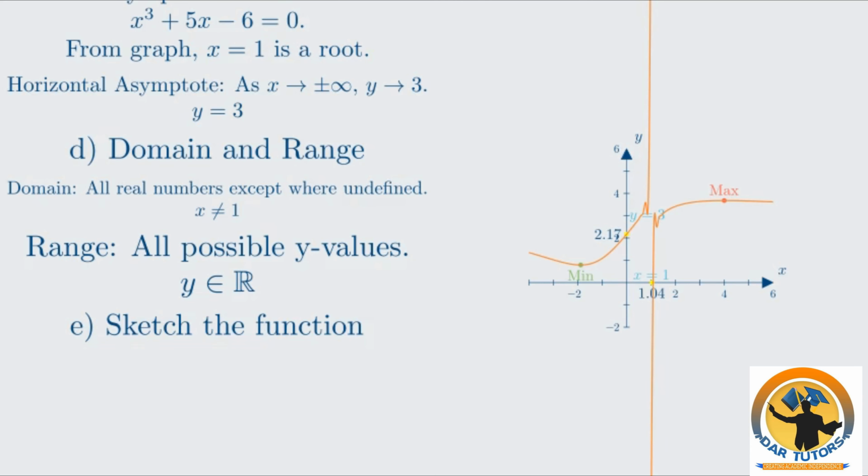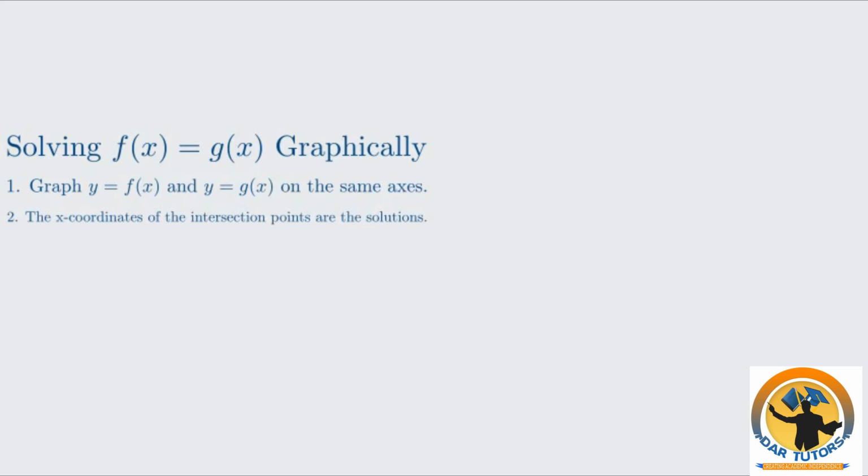Our final objective is to solve equations graphically. This method is particularly useful when algebraic solutions are difficult or impossible to find. The core principle is simple. To solve an equation of the form f of x equals g of x, we graph both functions, y equals f of x and y equals g of x, on the same set of axes. The x-coordinates of their intersection points are the solutions to the equation.